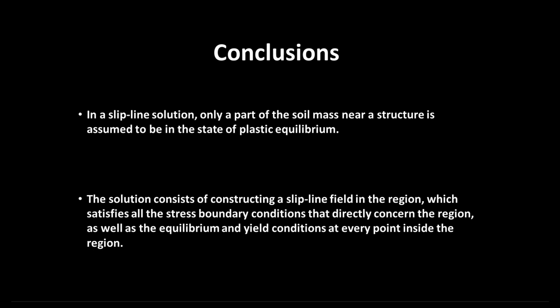From the conclusions, what we learned? In a slip line solution, only a part of the soil mass near a structure is assumed to be in the state of plastic equilibrium. The solution consists of constructing a slip line field in the region, which satisfies all the stress boundary conditions that directly concern the region, as well as the equilibrium and yield conditions at every point inside the region.